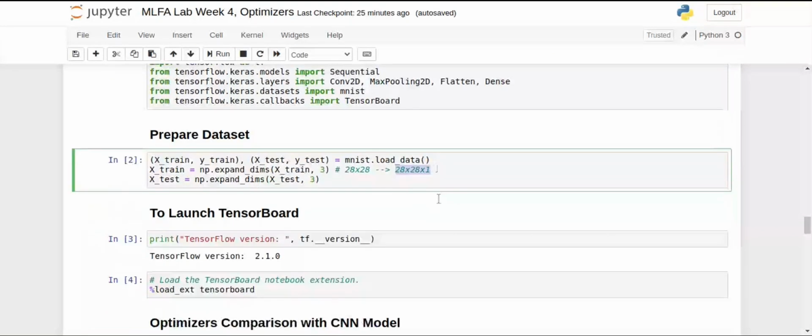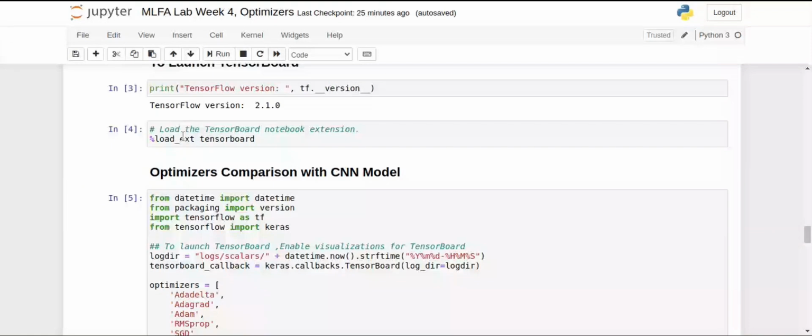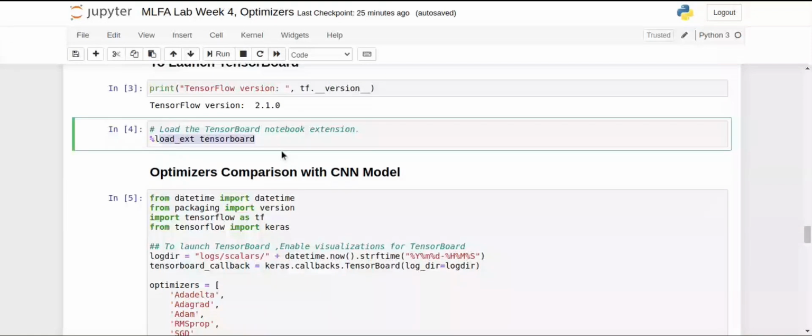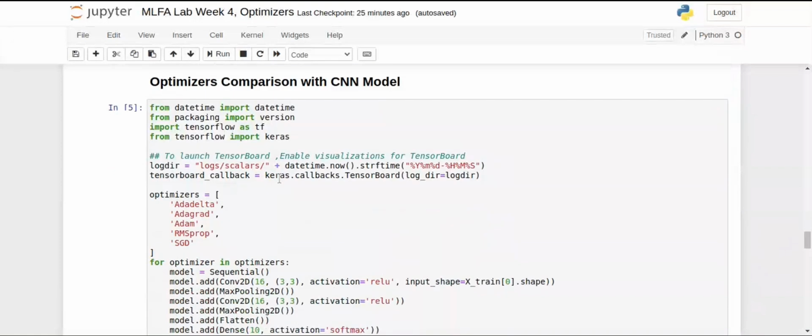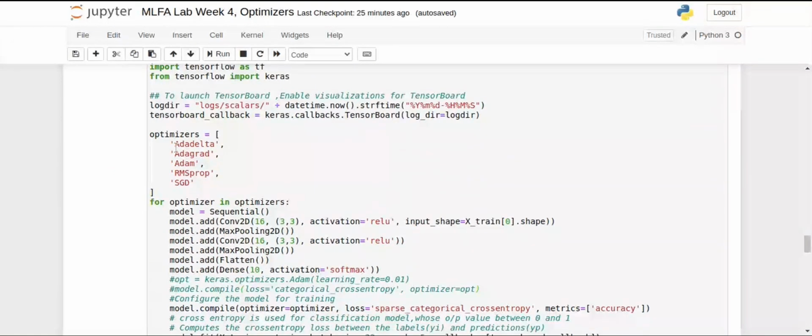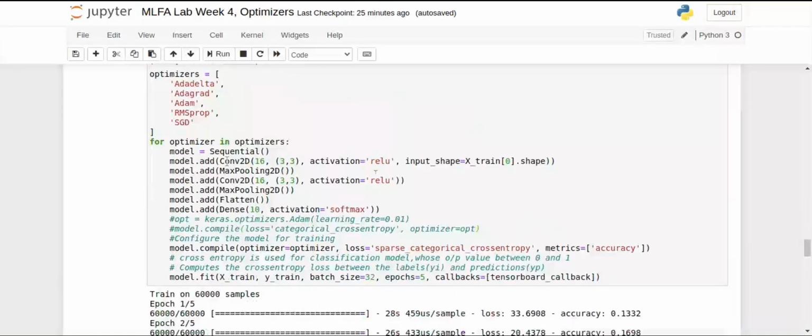This step is done to plot the TensorBoard, so as to visualize how epochs are running with respect to accuracy. I have taken five optimizers, and the model is a CNN model. The first one is a sequential model, and then we have used a Conv2D layer with 16 kernels of size 3x3. Activation is ReLU, and then a max pool layer like that.